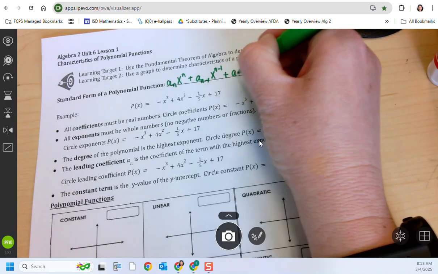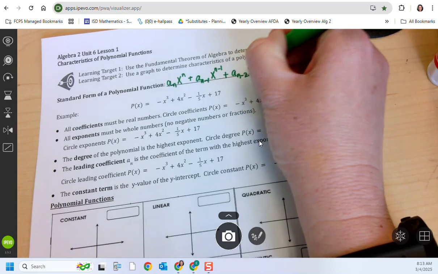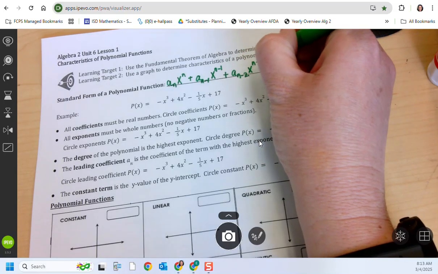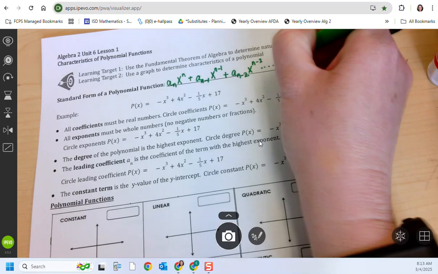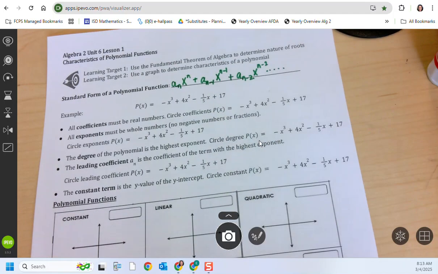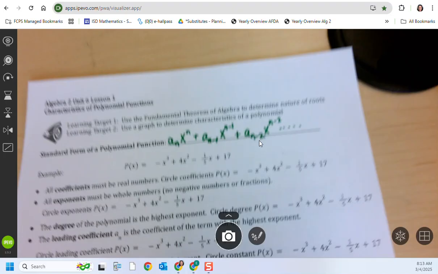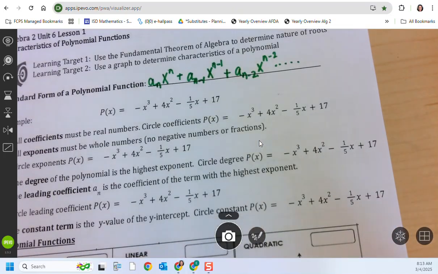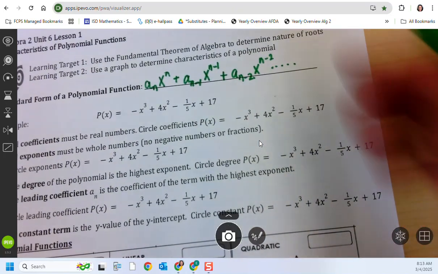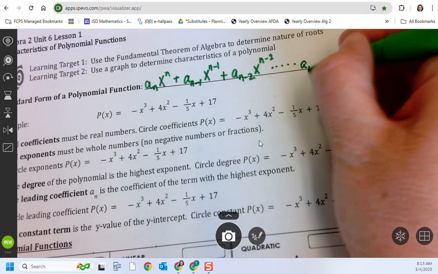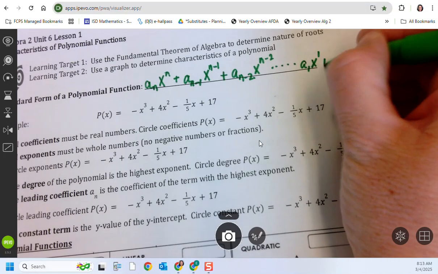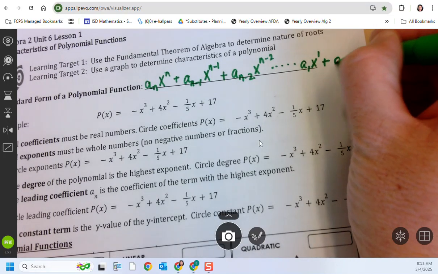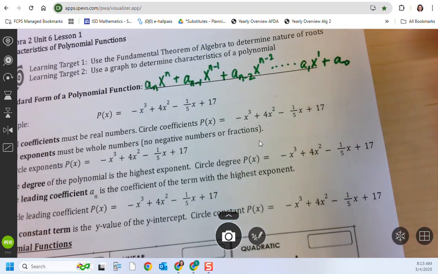Plus a sub n minus 2 times x to the n minus 2. And this will go on. You know, if your first exponent is like 100, then it will go on, and you'll be able to go all the way down to a sub 1 x to the 1. And then finally your constant term that doesn't have an x.